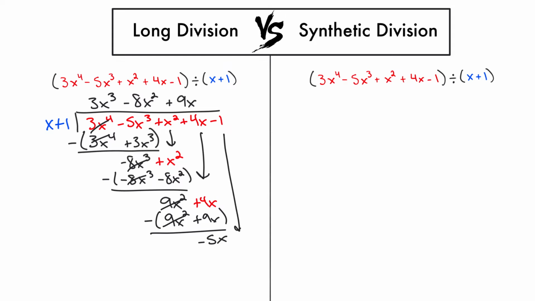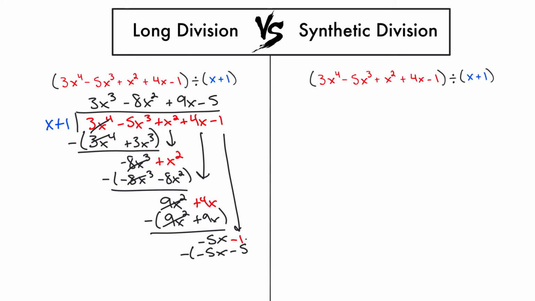And we're almost done. Just got to bring down that negative 1 and then repeat this process one final time. Asking myself, what do I have to multiply x by in order to turn it into a negative 5x? The answer is negative 5. Multiply the negative 5 times the x and the positive 1, which I have in blue. You'll get negative 5x minus 5.